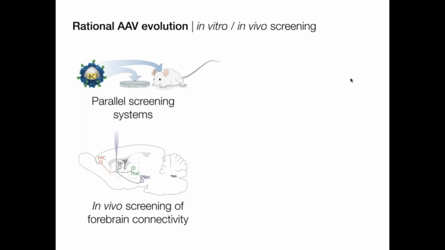And one important thing to mention is that the goal of this study was to find novel AAVs that had a retrograde transport function. So that's why we injected in the striatum and looked at areas connecting to it to see if we could find viruses that could be retrogradely transported to these areas.